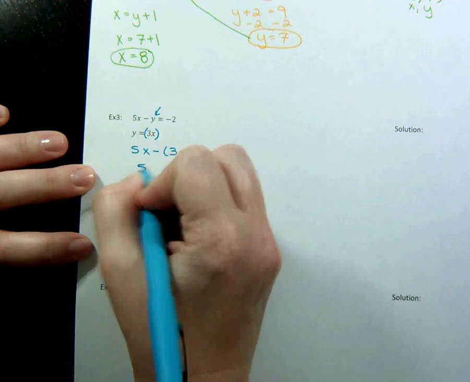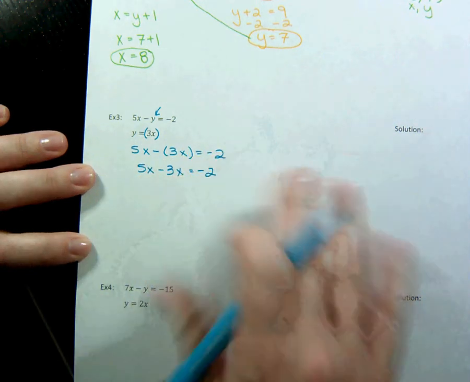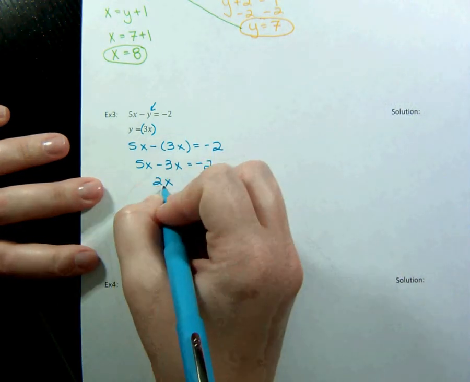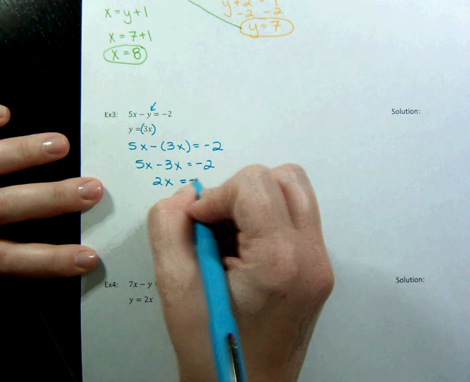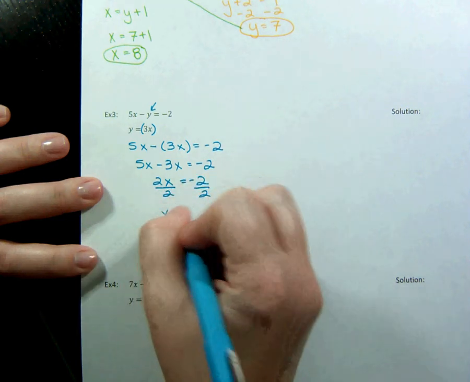So it's going to become 5x minus 3x equals negative 2. Then I'll go ahead and solve for x. 5x minus 3x is 2x equals negative 2. Divide by 2. So x equals negative 1.